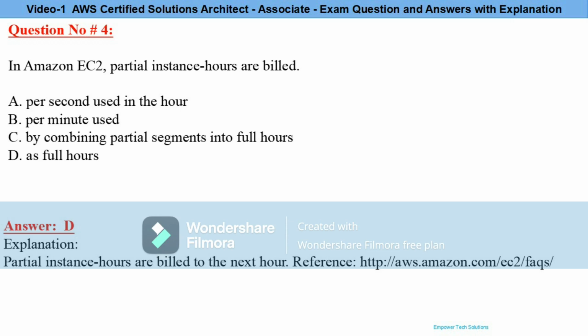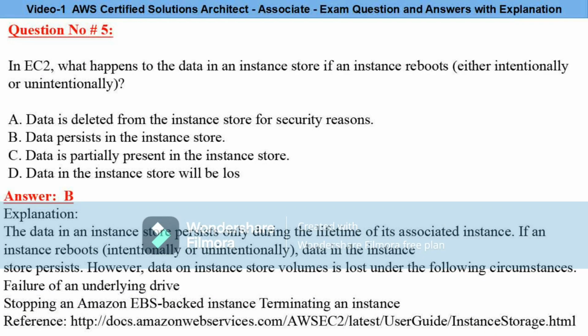For the fourth question, in Amazon EC2, partial instance hours are billed. For example, if you use 5 minutes or 10 minutes, they will charge you for a full hour, because partial instance hours are billed to the next hour. For reference, you can go to aws.amazon.com EC2 frequently asked questions. Next, let's move to the fifth question.